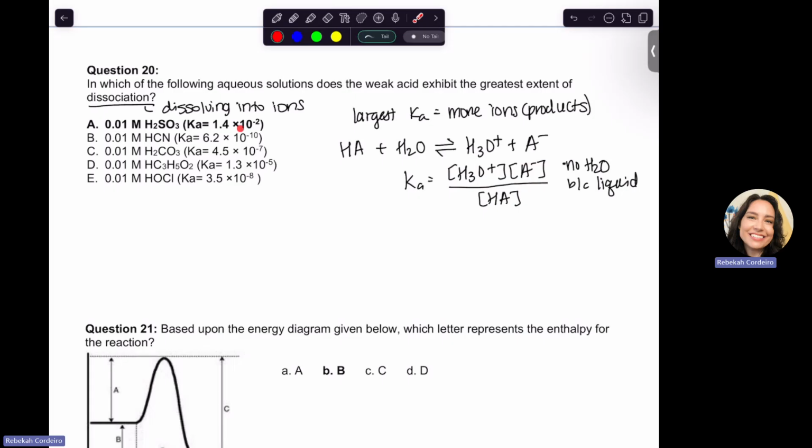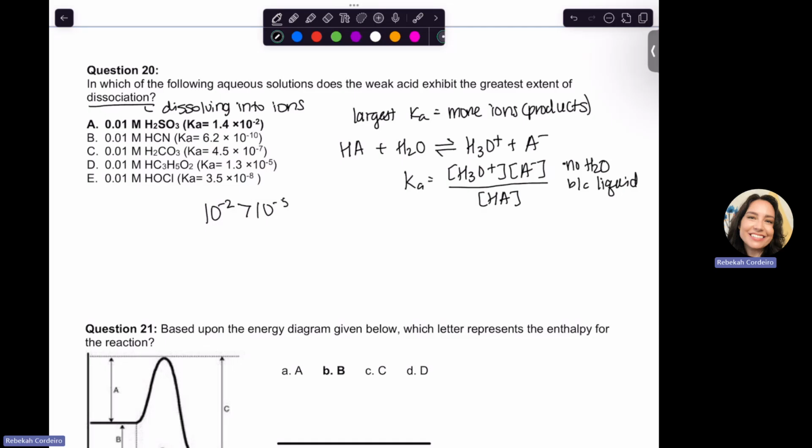So we look over here, look at the exponents first. Don't look at the front numbers first. Look at the exponents. We have -2, -10, -7, -5, and -8. Think about what you'd rather have in your bank account. That's the biggest number. -2 is what I'd rather have, right? That's the biggest number.